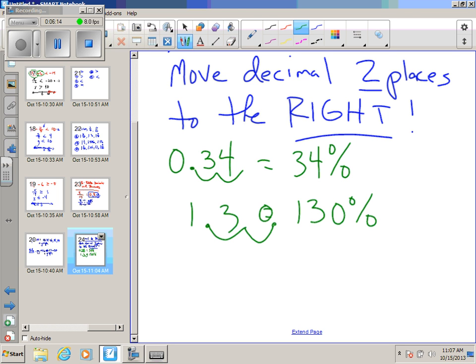Is there such thing as 130%? Yes, there is. You can have percents greater than 100. You can have percents less than 1. It's possible. So remember that with the rule, it's always 2 places. Like if you were to have 0.07 and I went 2 places to the right, Casimir, what would my percent be?